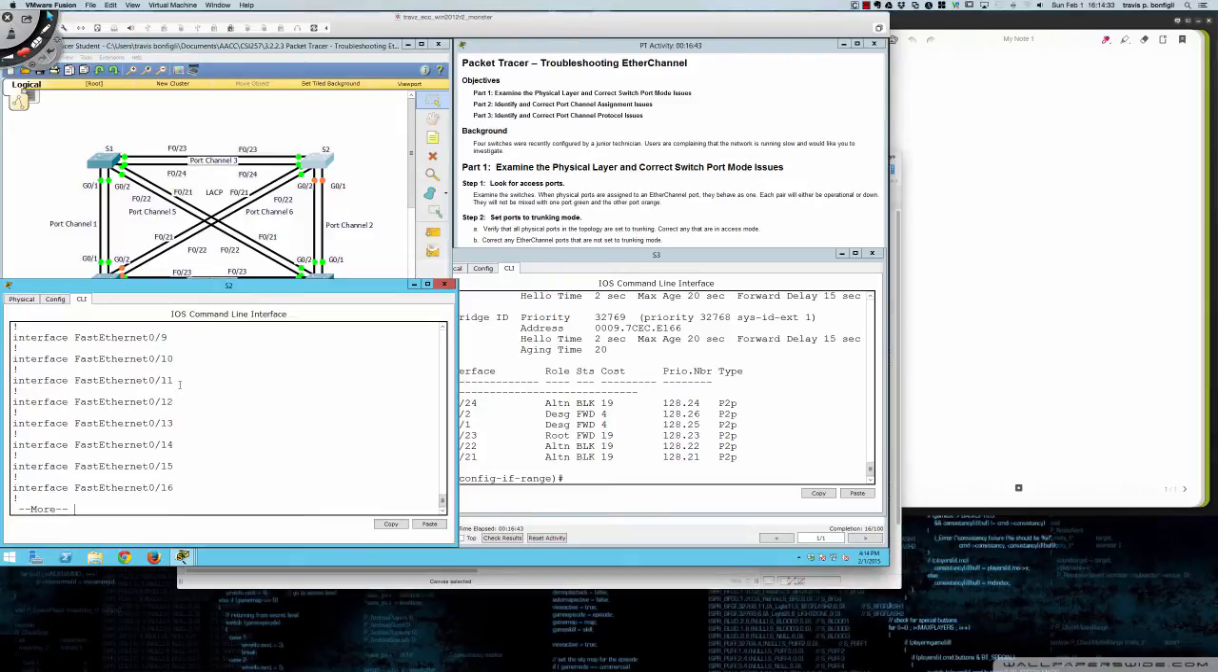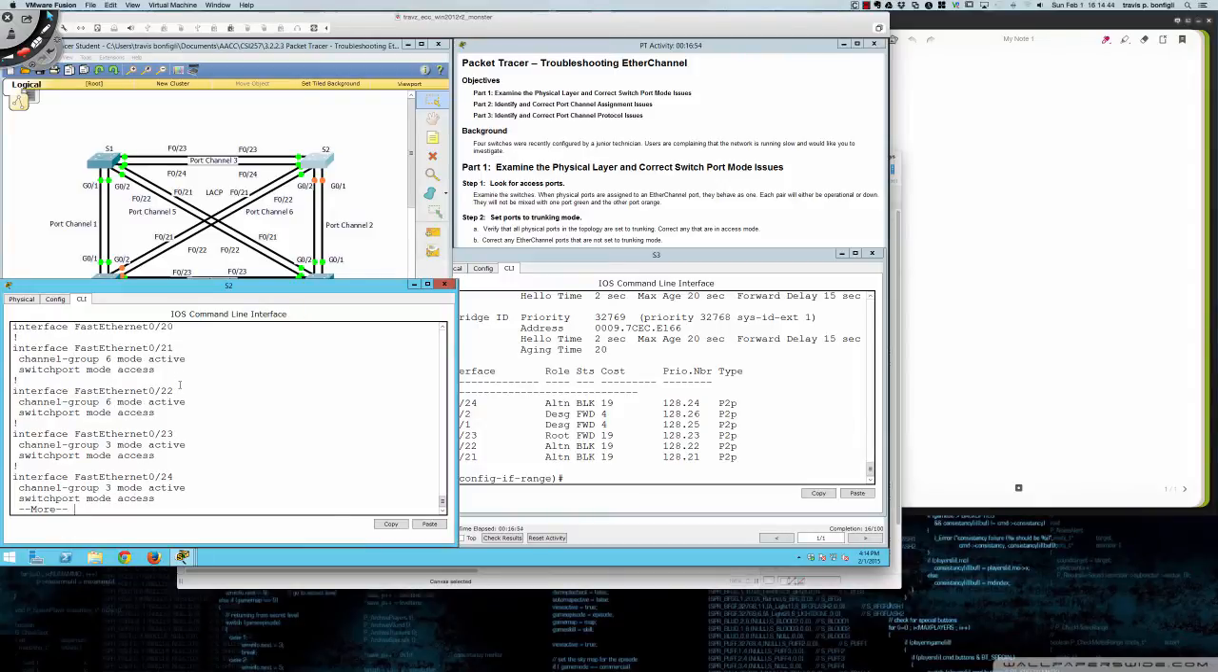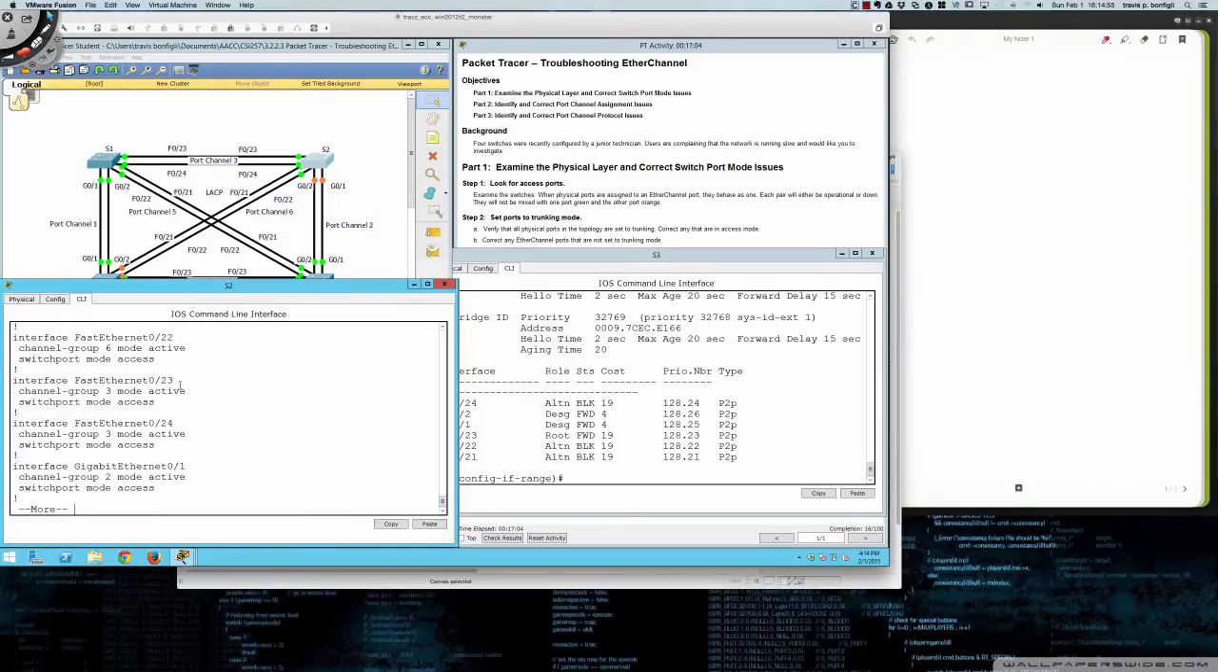So let's do a show run, and let's see. All right, so 21 and 22 are also active, but what do we notice? Are they trunk ports? Because the problem is that they're set up as access ports, right? So remember, we want to set these up as trunk ports. So 21, 22, 23, 24, and even gig 0/1 and gig 0/2 are all access.